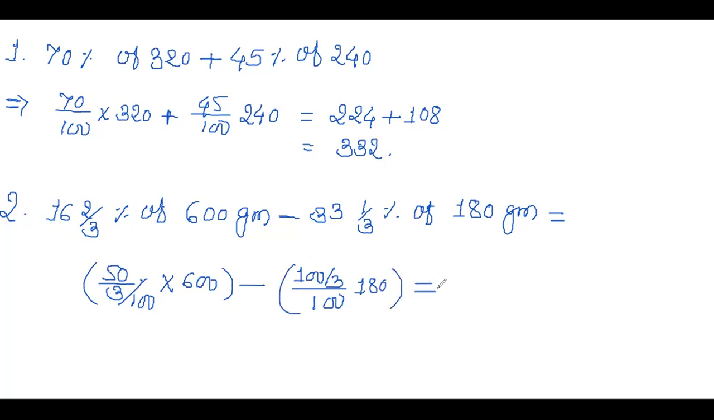How much? Here 50 by 300 into 600 gives 100, minus 100 by 300 into 180, means here 0 cancels, 3 into 3, 18 divided by 3, so it is 6. So 6 into 10, 60. So 100 minus 60 gives 40 gram.